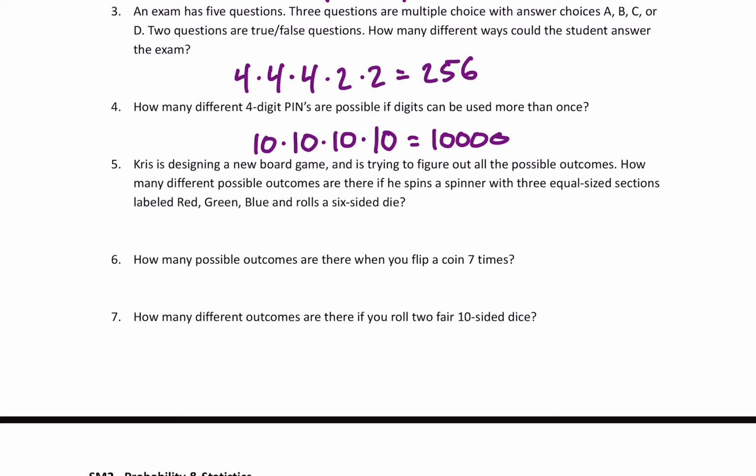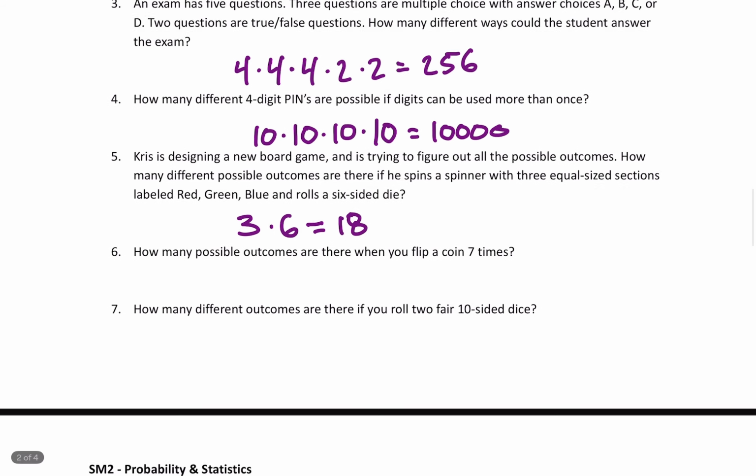outcomes. How many different possible outcomes are there if he spins a spinner with 3 equal-sided sections labeled red, green, blue, and then rolls a 6-sided die? Well, if we look at the first event here, we're going to spin a spinner with 3 equal sections labeled red, green, or blue. If you spin that spinner, you can either land on red, green, or blue. So we've got 3 options. And then if we roll a 6-sided die, we've got 6 options because the die has 6 sides, which is going to give us 18 different possible outcomes.